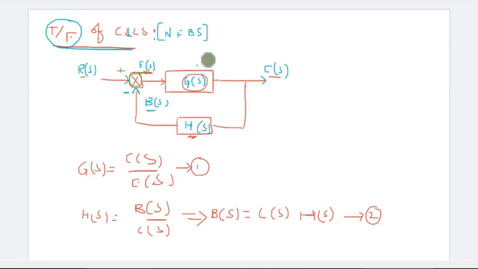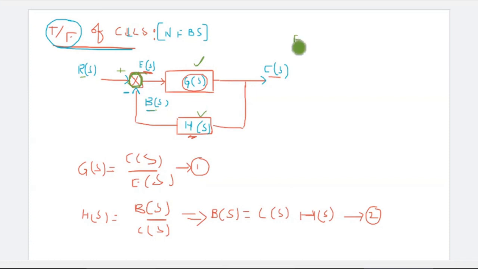In case of G of S and H of S, these two are the gains. That's why we are considering the output by input. But in case of this one, this is the summing point. At this point, two signals are going to be summed up. R of S is added to this summing point, and B of S is subtracted from this R of S. So E of S is given as that.